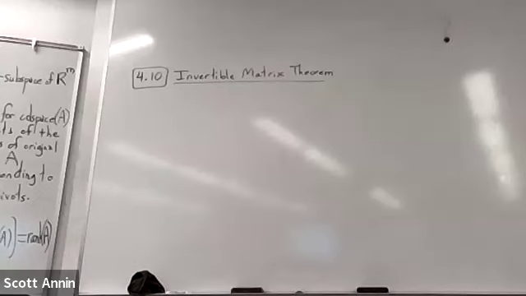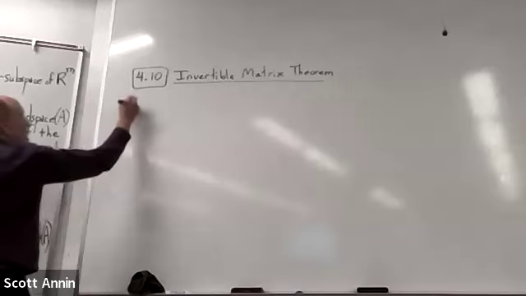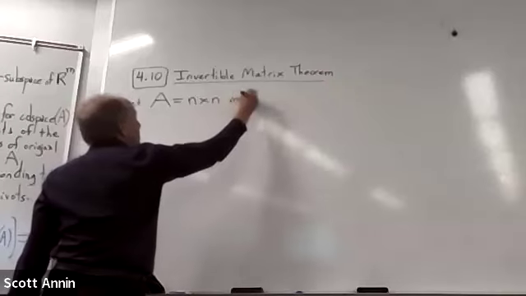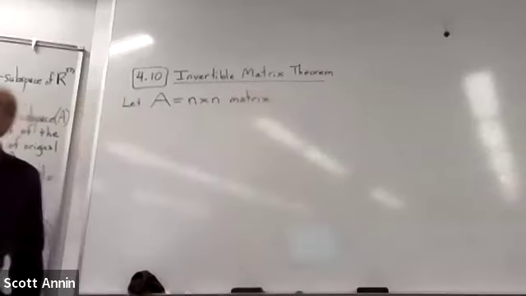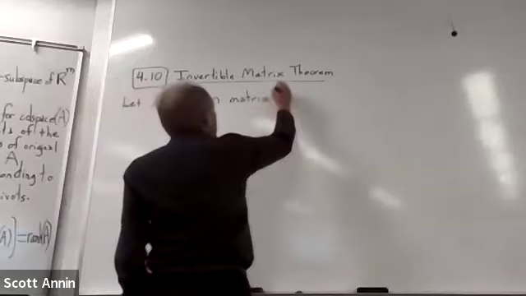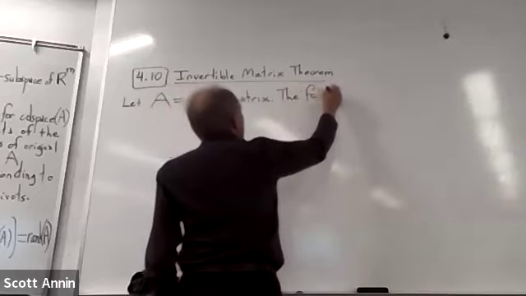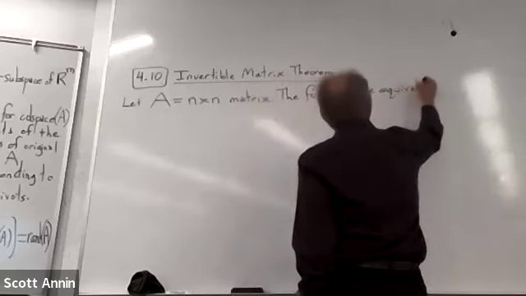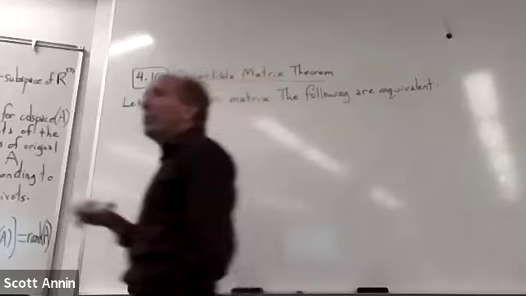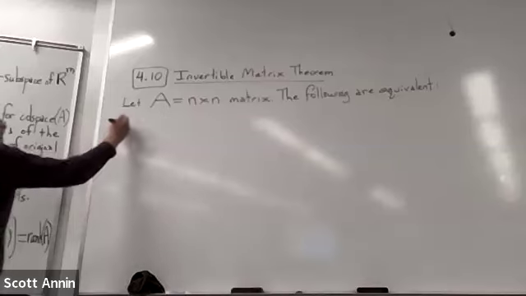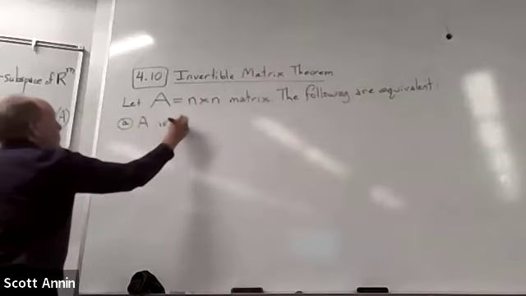I like this theorem because it helps us put everything together conceptually. This is totally a conceptual thing. But just to remind you, we have A, which is an n by n matrix, so we have n rows and n columns. And then what we had was the following are equivalent. Remember that? This is the theorem that has the big long list of things. You might remember the first thing in the list is just that A is invertible.